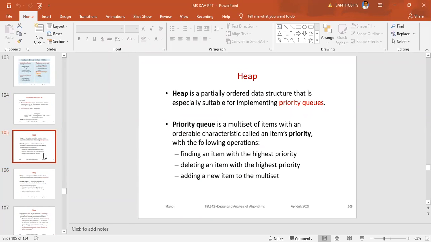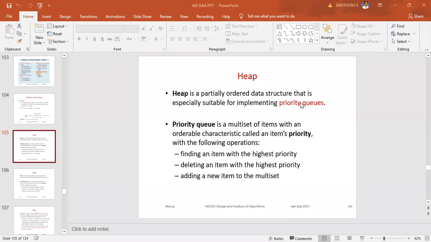So heap. In transform and conquer, the first concept where we apply the approach is the heap. So what is heap? Heap is the partially ordered data structure that is especially suitable for implementing priority queues. As you all know, you have seen min heap and max heap; we have gone through heap in data structures. The same thing we are going to see here.